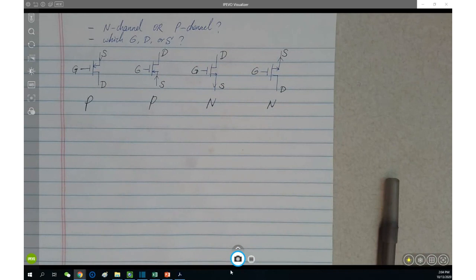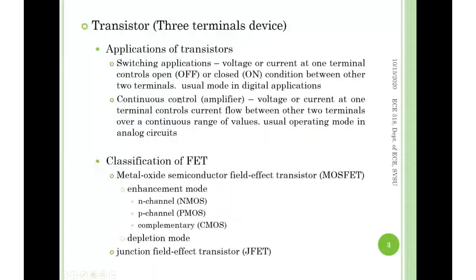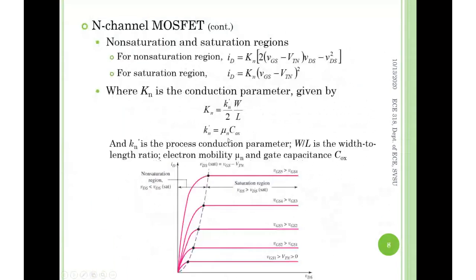All right. Any other questions? All right, if this is fine, then we go ahead. Again, my shift button doesn't work.